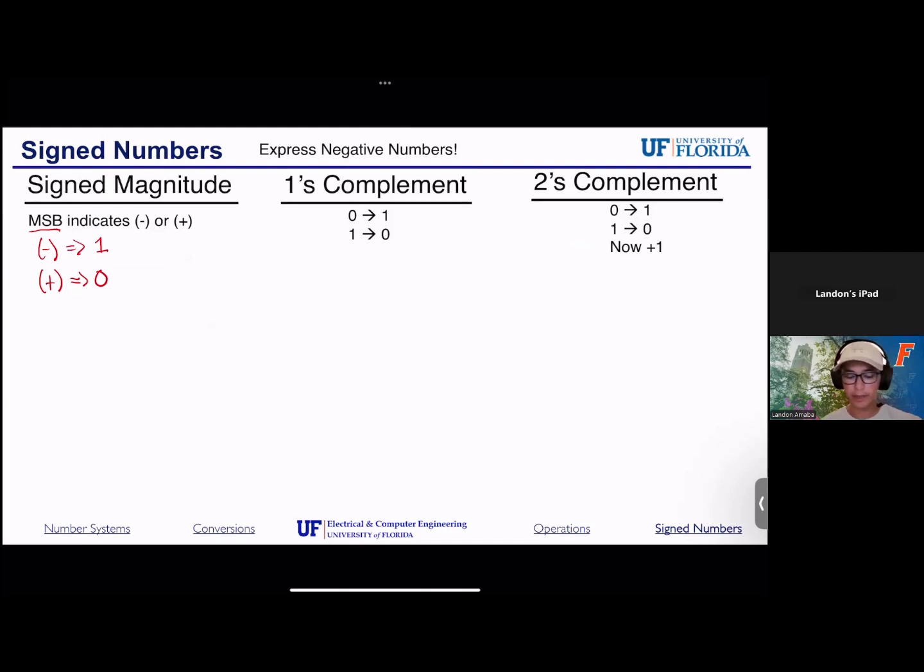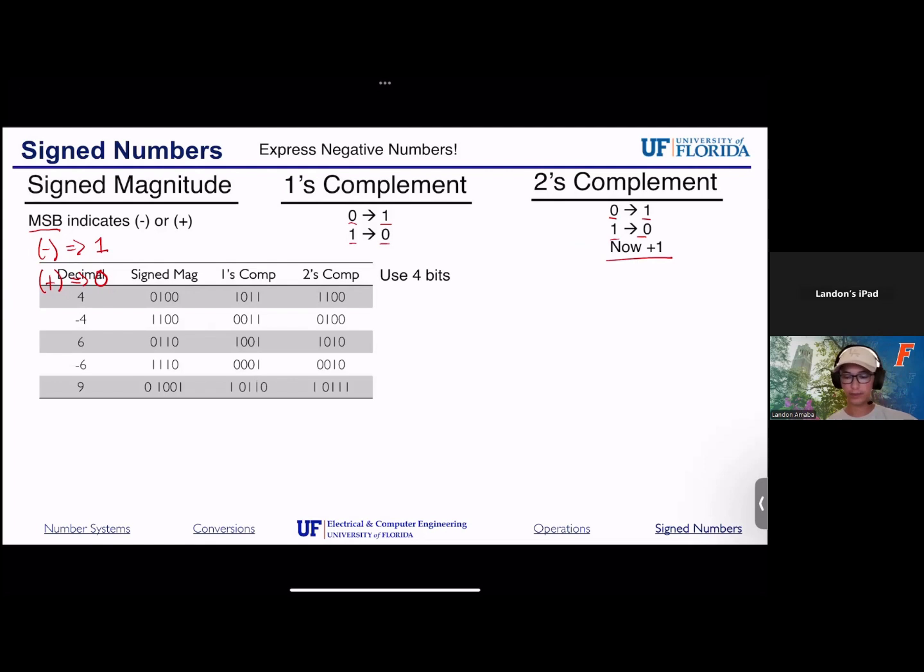And for the one's complement, if you're given raw binary data, what you do is you flip all of the zeros to ones and you flip all the ones to zeros. Okay, and then for two's complement, you basically take the one's complement, which is zeros to ones and ones to zeros, and then you just add 1 to the end.